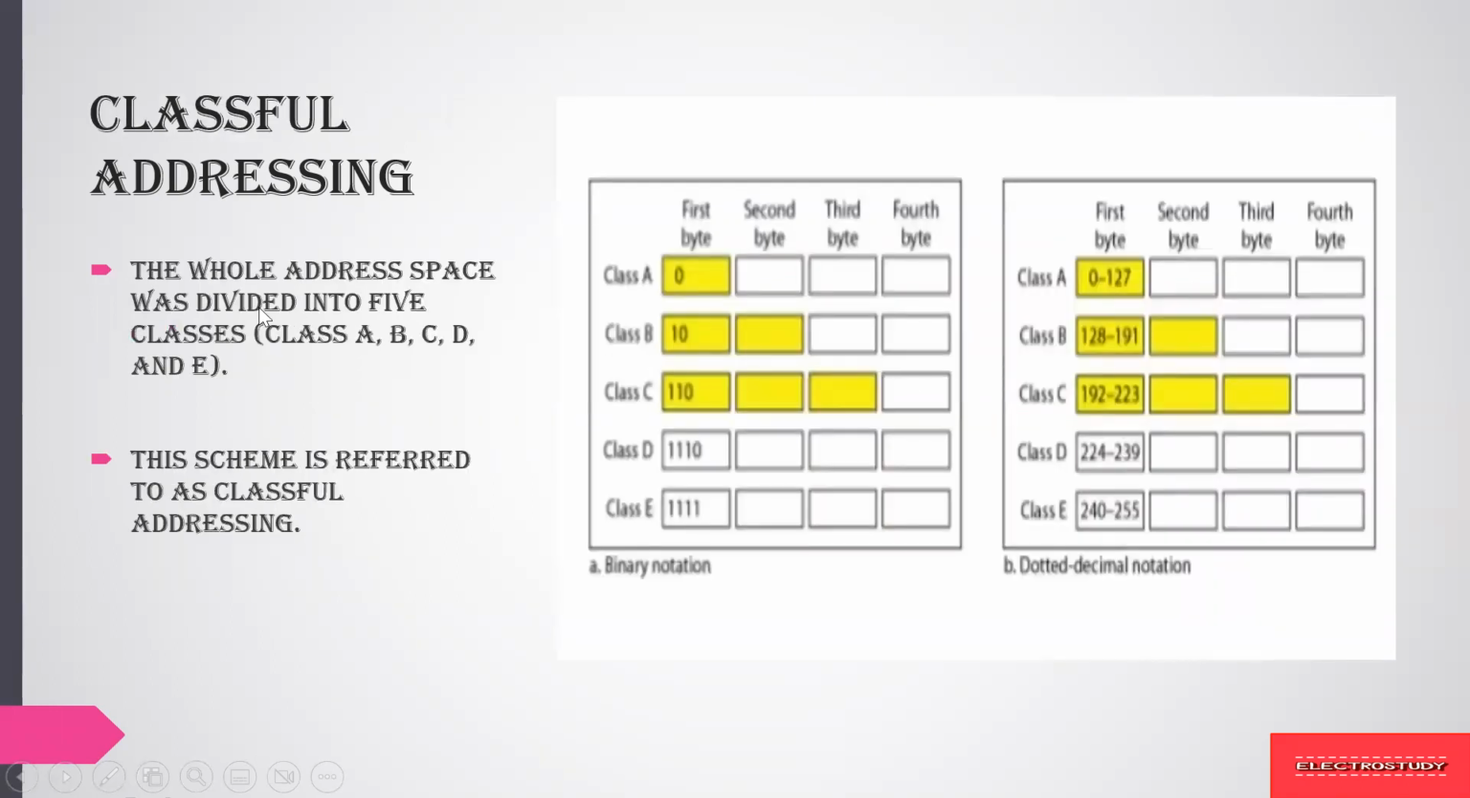Next, under IP addresses, there are two types of addressing. One is classful addressing, which we are seeing now. In the next video, we will be seeing classless addressing. In classful addressing, the complete address space is divided into 5 classes: class A, B, C, D, and E.